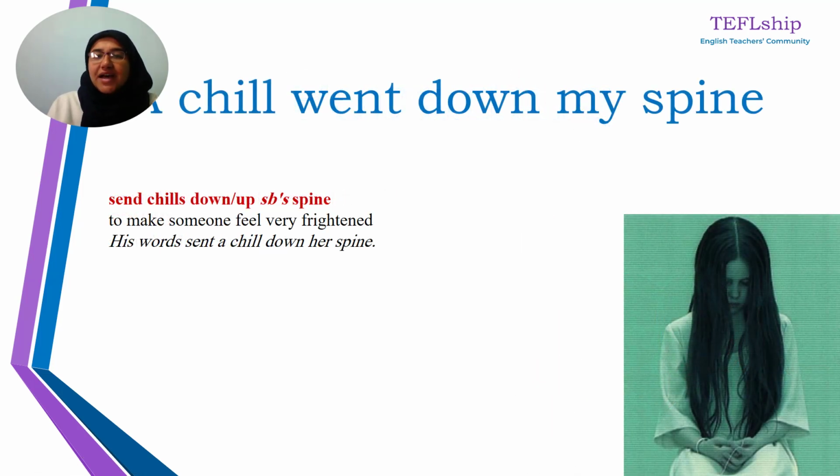A chill went down my spine, or sending chills down or up somebody's spine. You know, the spine is like the backbone in your back. So it means to make someone feel so scared or so frightened. So his words sent a chill down her spine. It means that this is something that was really scary, maybe intimidating or threatening her. Or I saw this horror movie and it sent chills down my spine.